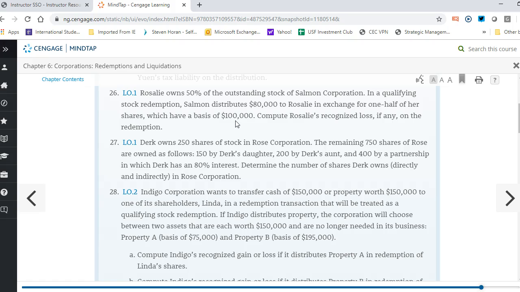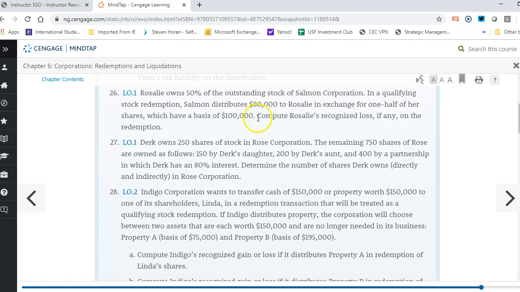Salmon distributes $80,000 to Rosalie in exchange for 1/2 of her shares with a basis of $100,000. Okay, so it's safe to say that that is a loss. Remember the basis is 100, but the distribution is 80, so it's a loss of $20,000. Let me tell you why it's a $20,000 loss.